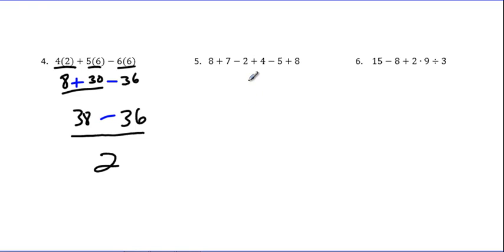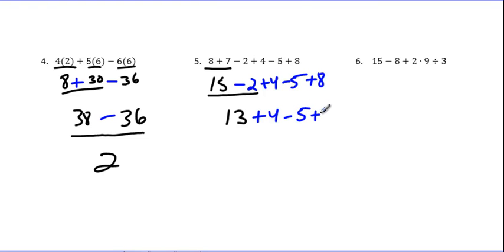Now number 5, I have addition, subtraction, addition, subtraction, addition. These are equally as important, so I have to work them from left to right. So that's 15, and I'm going to drop everything down. Working from left to right again, that's 13, and again I'm going to drop everything else down. Once again working from left to right, there's 17, and drop everything else down.